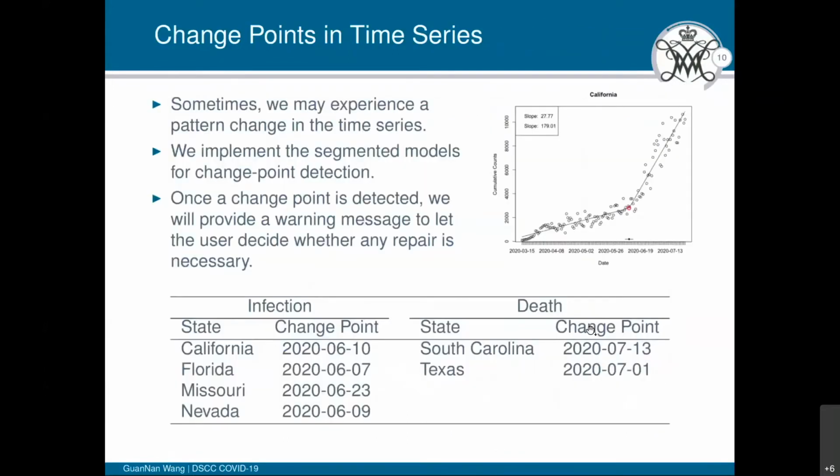And sometimes we may experience a pattern change in the time series. For example, here, the increasing speed of the infections in California is significantly different after June the 10th. There are many possible reasons for these pattern changes. For example, during this summer, we all know that the cases rose in many states as the government eased the restrictions and people tried to return to their normal routines.